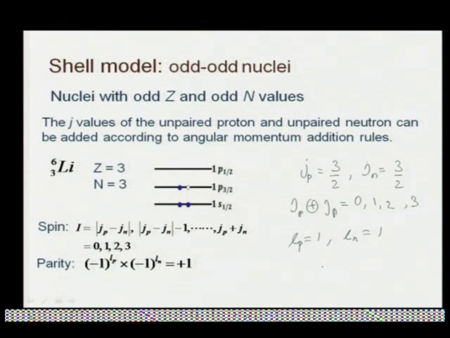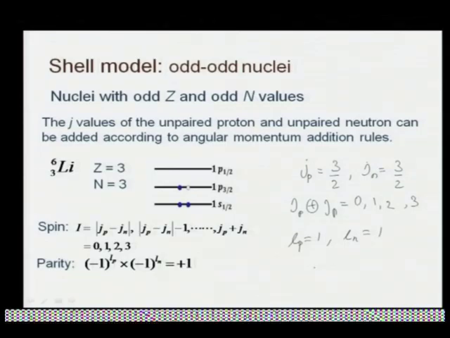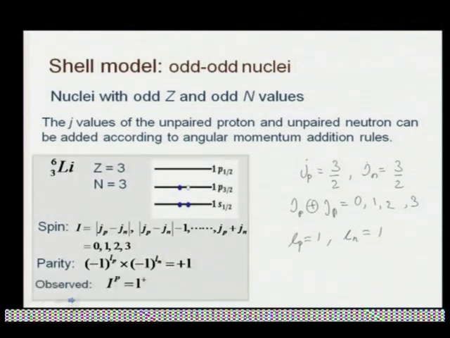So, when you take minus 1 power L p, that will give you 1, and minus 1 power L n will also give you minus 1. Together, when you take the product of these two, that will give you a positive one. And what is observed, you could ask? The ground state is observed with spin 1 and parity plus, which is accommodated within this. So, that is one of the possibilities.